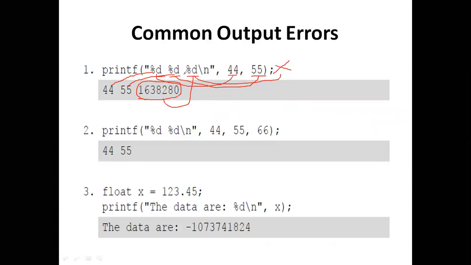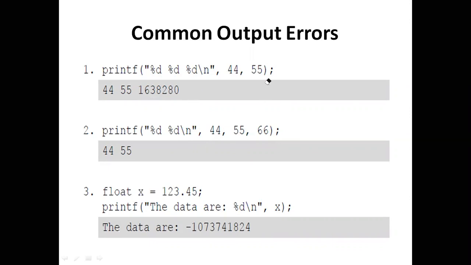And if we are indicating more format specifiers and the values to display are fewer, what have we been seeing here? For the missing value, what is displayed? Something like a garbage value is displayed. This type of thing is called a common output error.